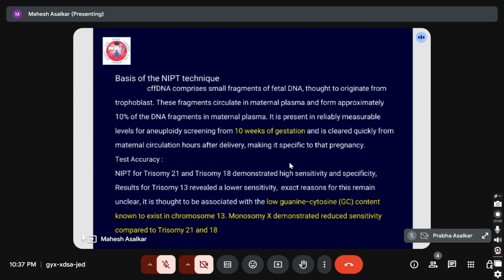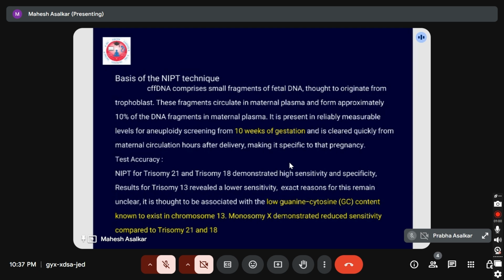This is an SBA: at what week of gestation does it start to be seen in the maternal circulation? Around 10 weeks of gestation. It is cleared quickly from the maternal circulation, within hours after delivery, making it specific to that pregnancy.